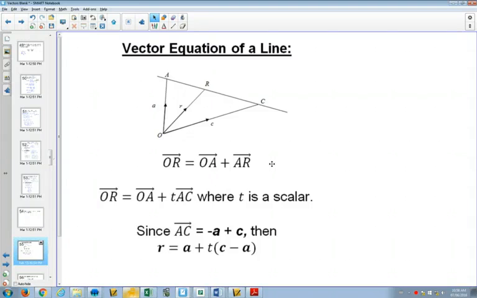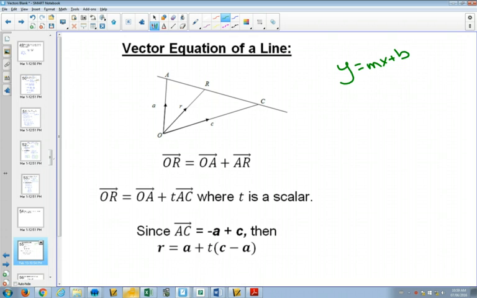So you've done equations of lines before, and today we're going to do the vector equation of a line. The equation of a line that you know is y equals mx plus b, and that works for two dimensions. Your m is your slope, your b is your y-intercept.